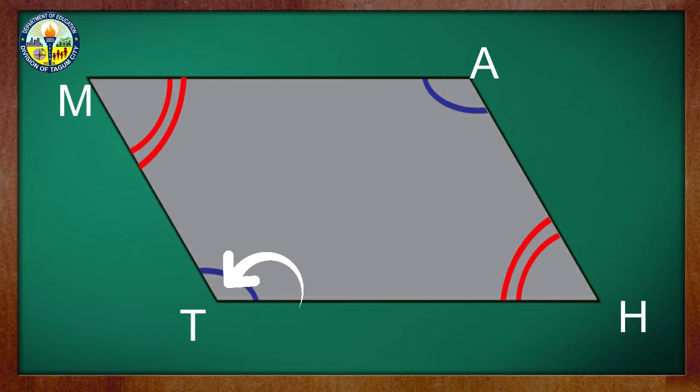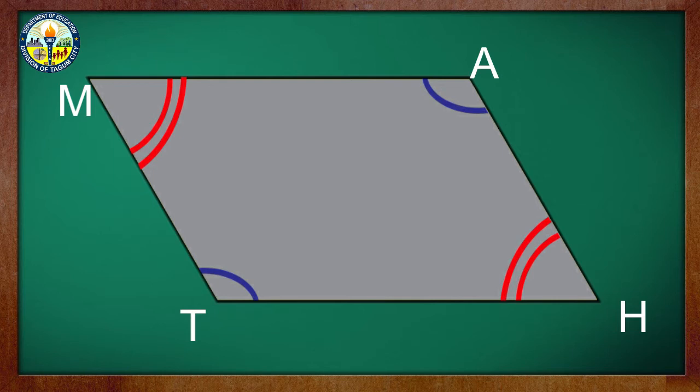Are the two angles consecutive or opposite to each other? You are right. They are consecutive angles of the parallelogram. When two angles of the parallelogram are consecutive, what property of the parallelogram are we going to use? Yes, you're right. Property number 3 asserts that in a parallelogram, any two consecutive angles are supplementary.